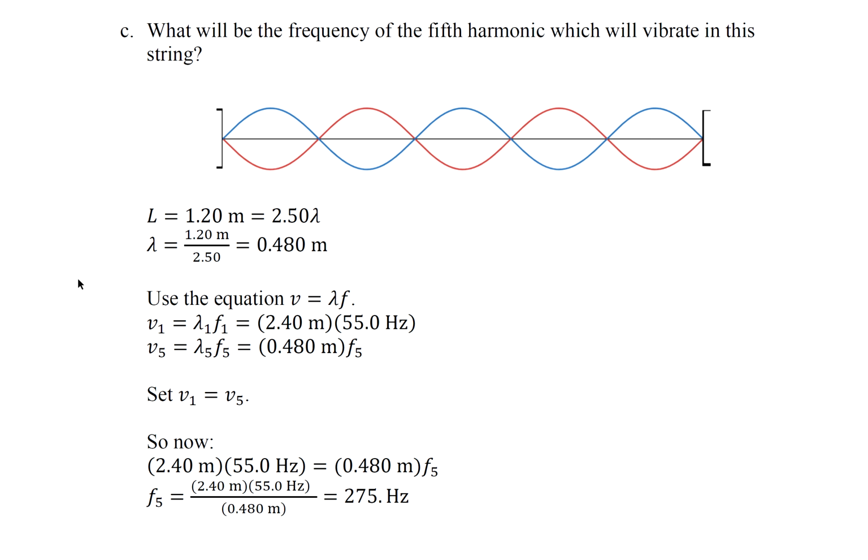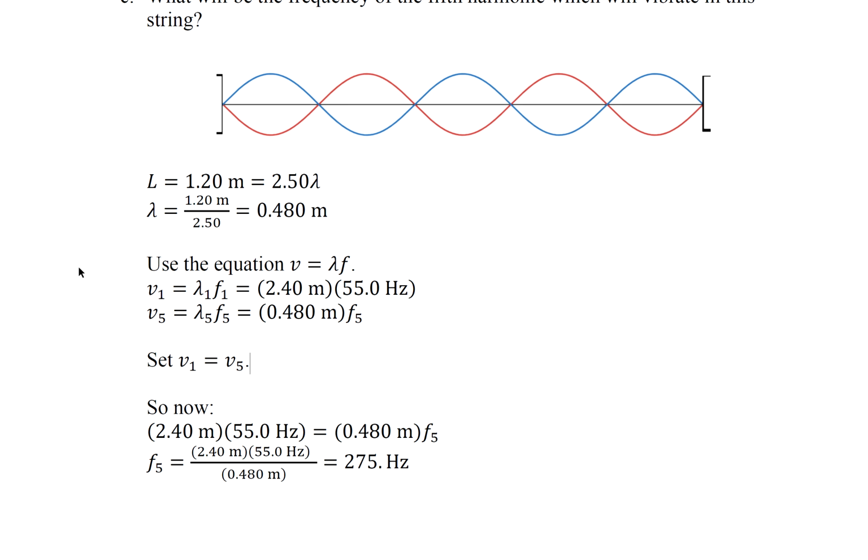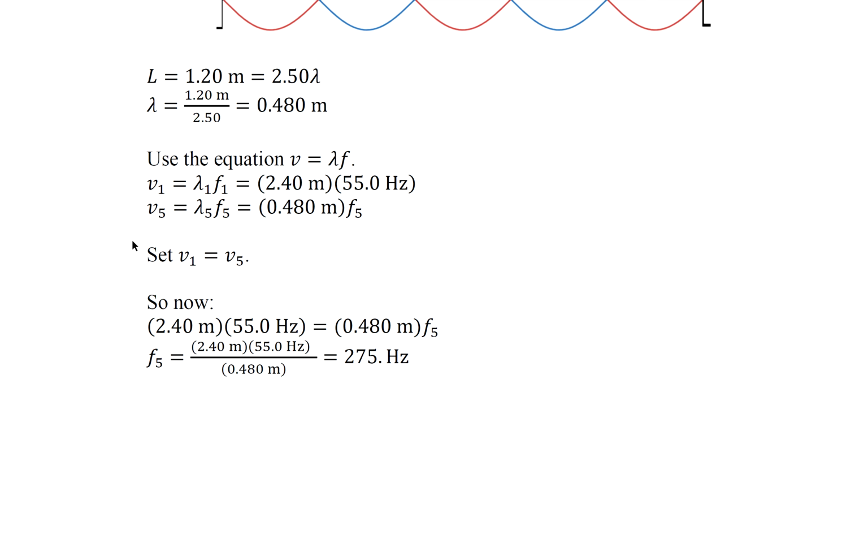Part C, what will be the frequency of the 5th harmonic which will vibrate in this string? So let's draw it out. The 5th harmonic is going to have 6 nodes. So we could solve for lambda. And then we have these 2 equations. Now the speed is going to be the same of the wave traveling through that string. So we could set V1 equal to V2.